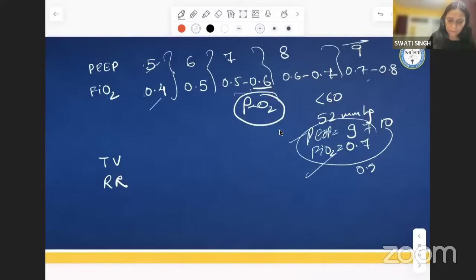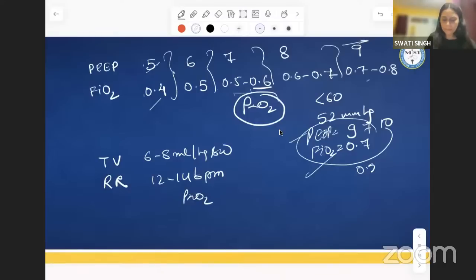What I'm trying to tell is, normally we start with 6 to 8 ml per kg body weight of tidal volume, and we start with 12 to 14 breaths per minute. 45 is normal. If it is increasing and becomes more than 50, a little bit of permissive hypercapnia is allowed. If it becomes more than 50, I start increasing the respiratory rate, and I go on increasing the respiratory rate.